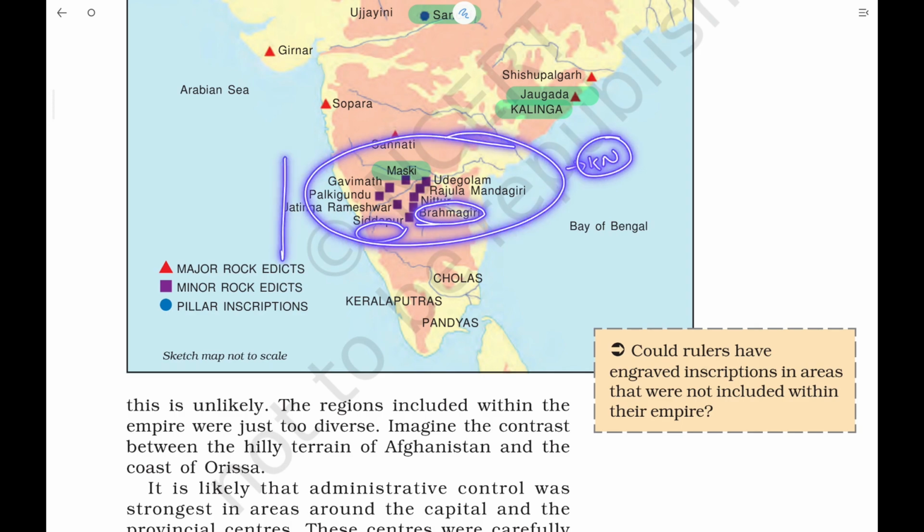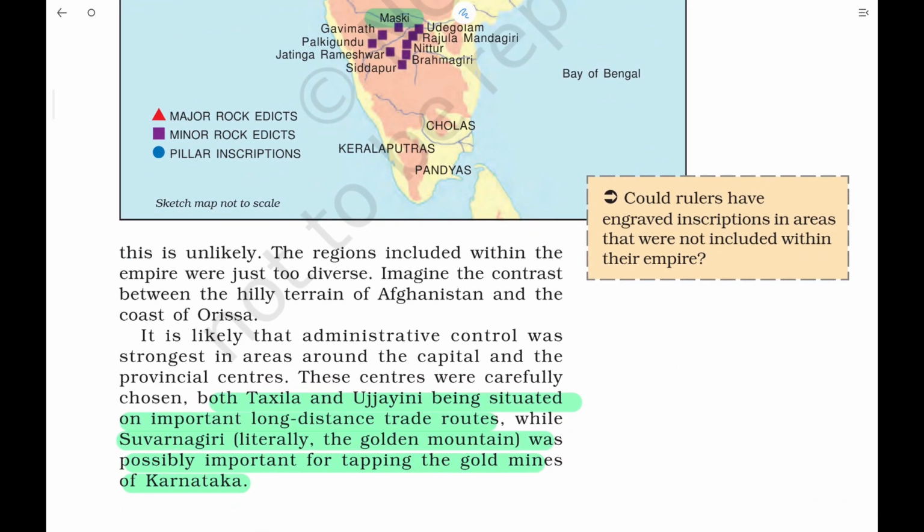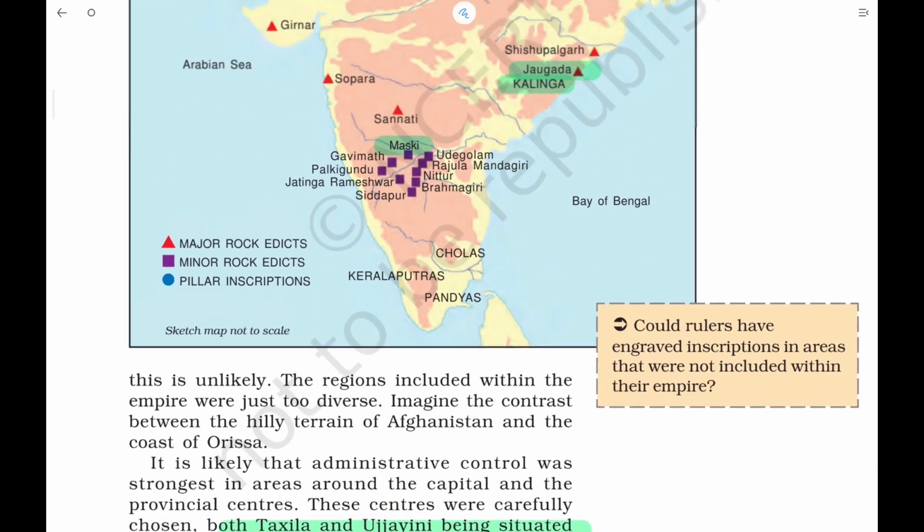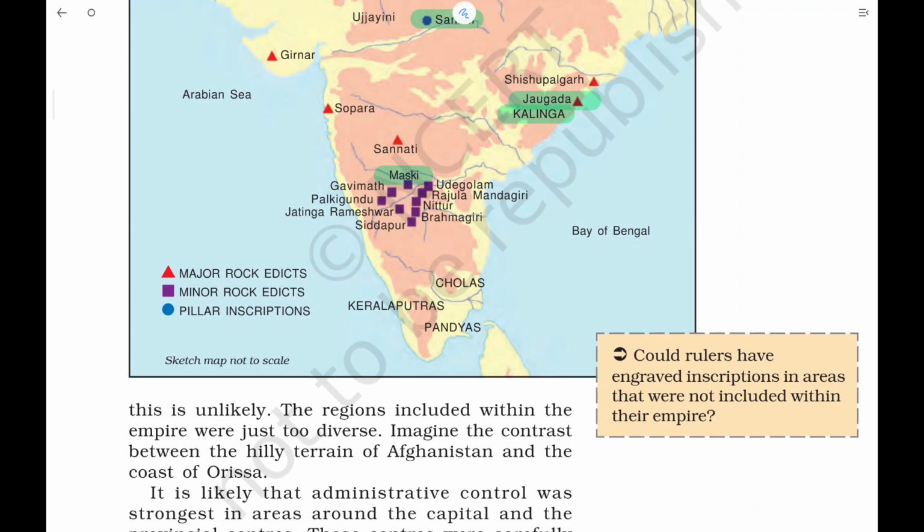ये वाला एक बार नाम सारे इनके ध्यान में रख लेना, ठीक है. आई होप यू हैव गॉट माई पॉइंट कि ये मैप को कैसे करना है, ठीक है ना.